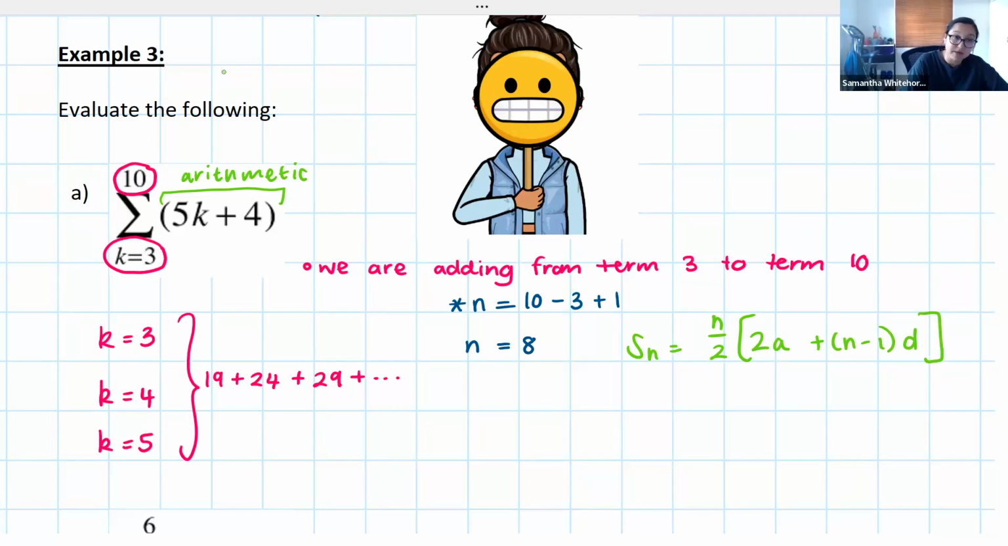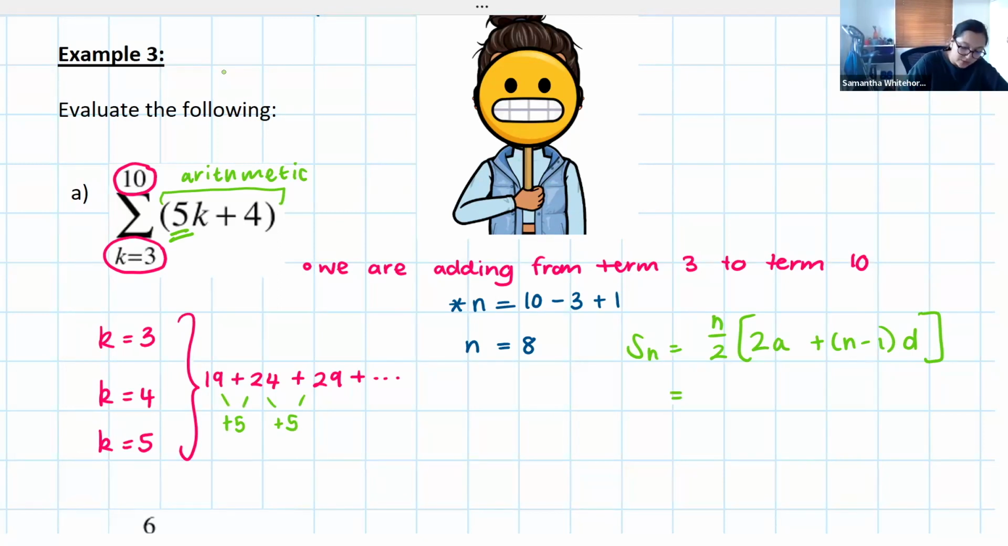Now again, remember I said this to you earlier, the difference is actually the coefficient of your variable. If you don't believe that, just go and work it out. 19 to 24 is an addition of 5. 24 to 29 is an addition of 5. That is your constant difference.